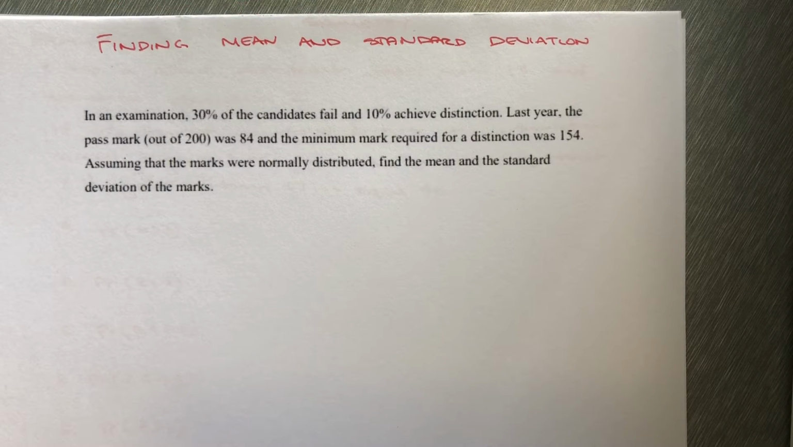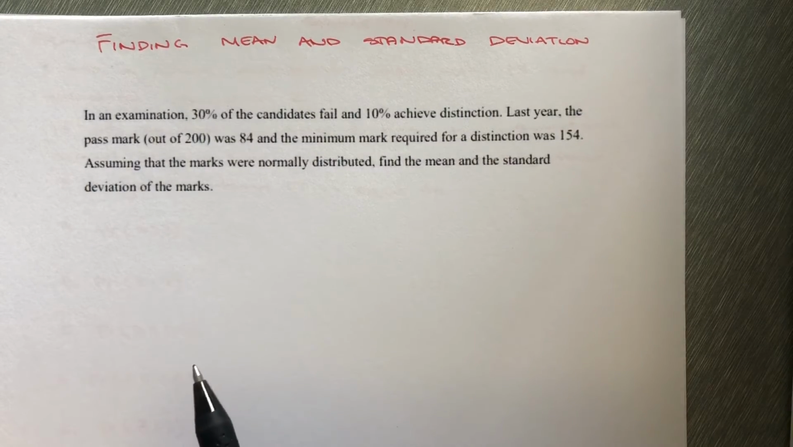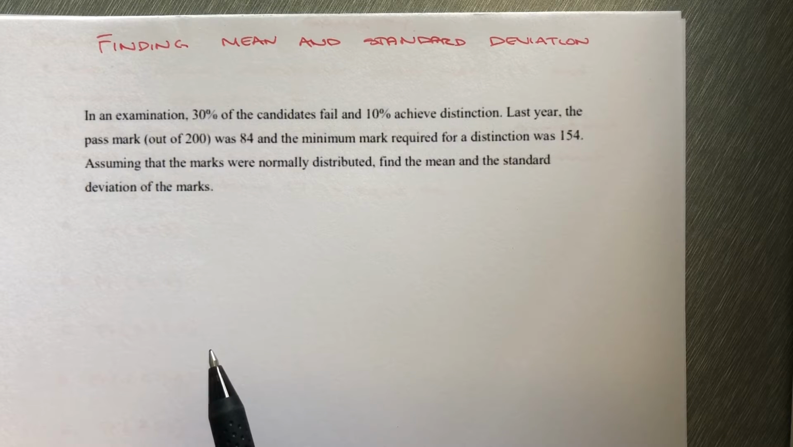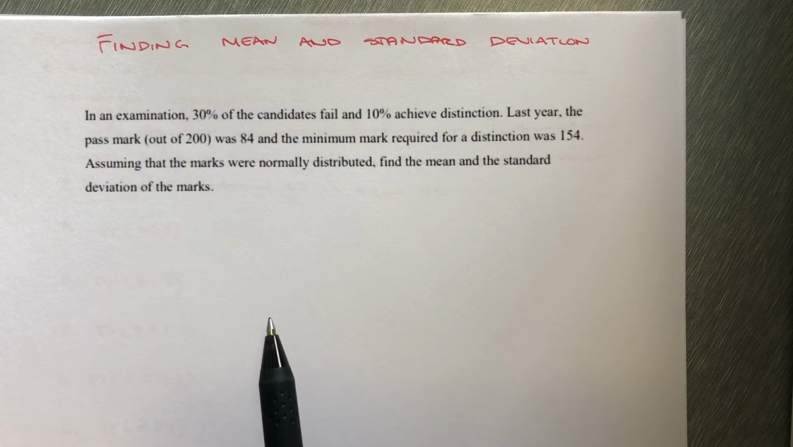We've just used the Z-score formula, which is kind of bringing us over into finding the mean and standard deviation. This sort of question is something that people have been having trouble with as well, so hopefully this helps you out a little bit. Let's read through the question first. In the examination, 30% of candidates fail and 10% achieve distinction. Last year, the pass mark out of 200 was 84, and the minimum mark required for a distinction was 154. Assuming that the marks were normally distributed, find the mean and standard deviation of the marks.